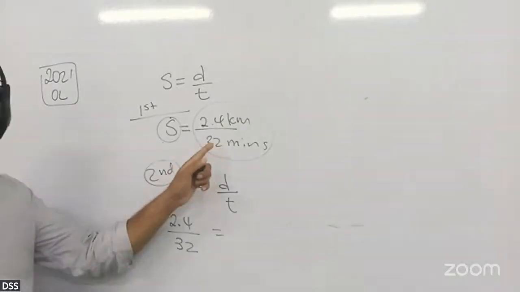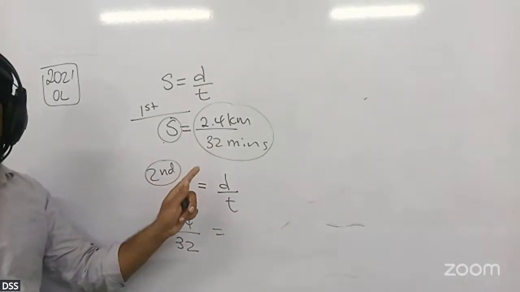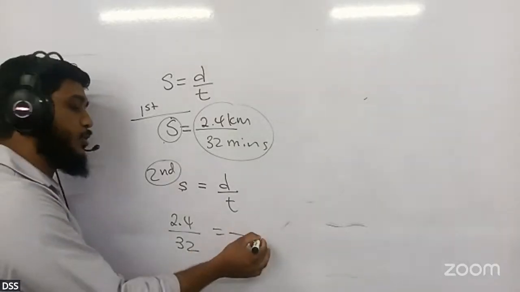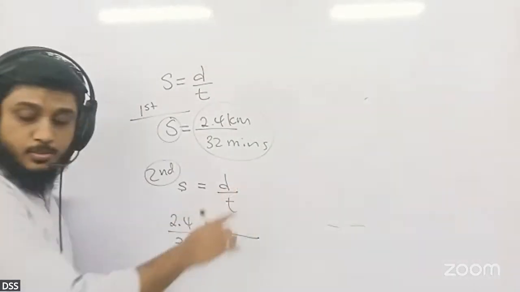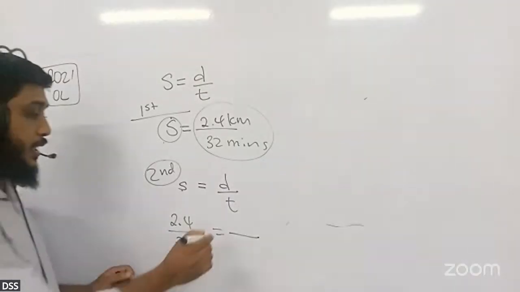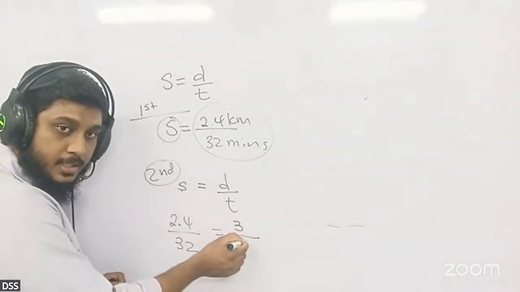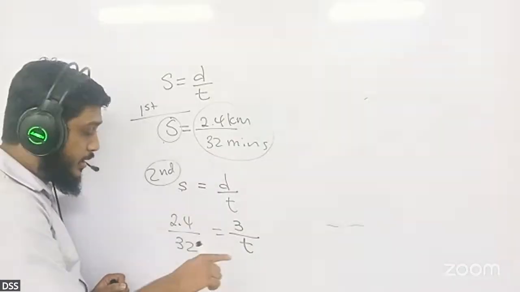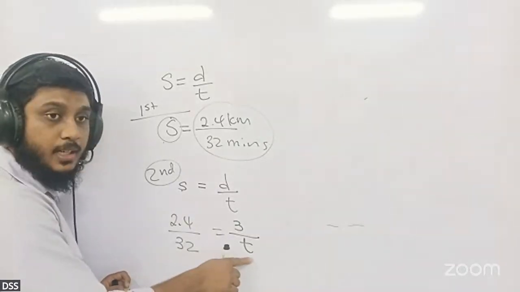But I'm not going to convert this, because on this side also I am going to write the same thing. Distance is how much? They have said to walk 3 kilometers. Time taken they are asking, so we'll put T. Then this is in minutes, so this also will come in minutes.